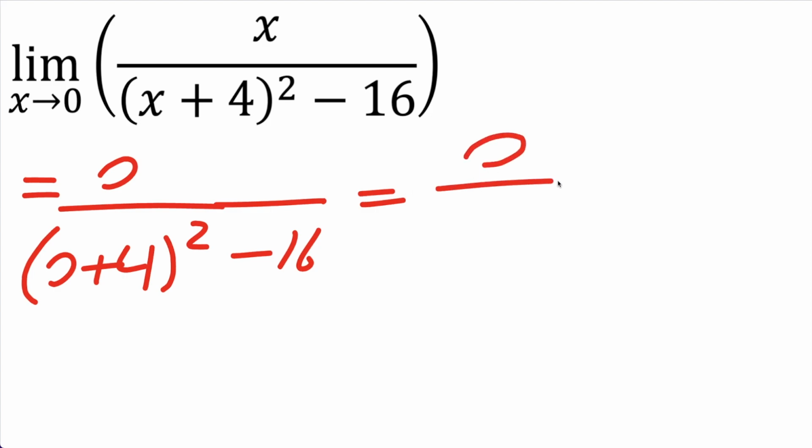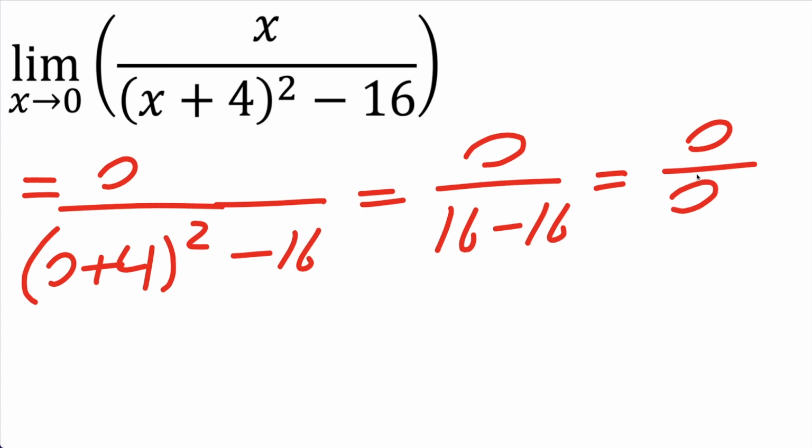So the numerator is 0, the denominator is 4 squared, which is 16. 16 minus 16 is also 0. So we have 0 divided by 0, and 0 divided by 0 is a big red flag, so we need to try to do something else in our toolkit.